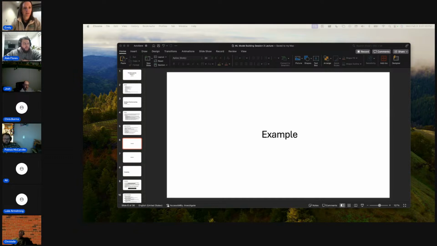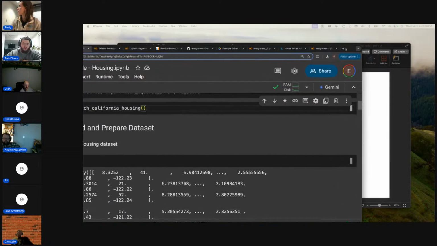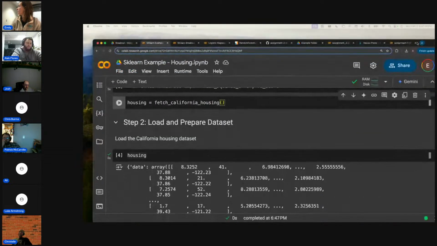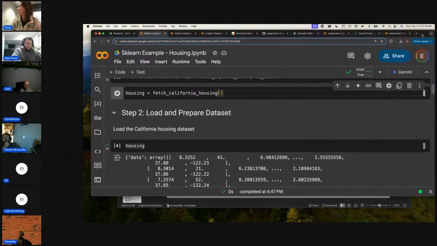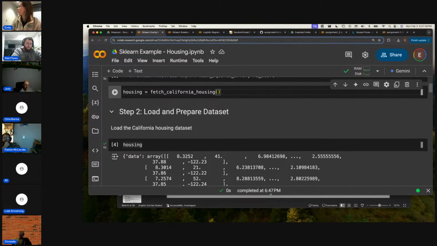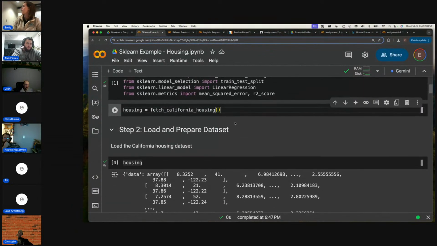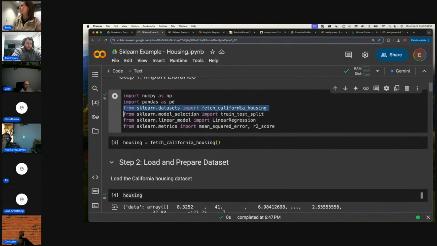Yep. All right. I'll drop this in the Slack channel and update the repo, but it already created the assignments for you guys, so it won't automatically update. So you have to add a line into your assignment. Or this isn't the assignment, I'm sorry. This is our work through. That's all right. So housing, fetch California housing.